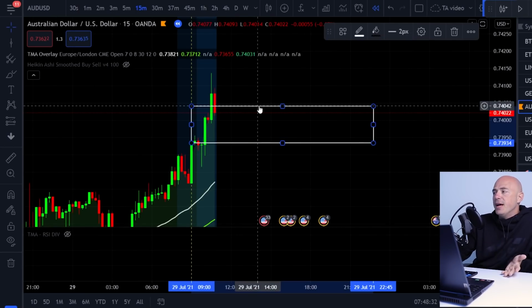Now with this 10 pip strategy, I'm not looking for anything more than a 1-to-1 risk to reward ratio. So I'm risking 10 pips to get 10 pips because if the price goes back 10 pips, I know I was wrong on my entry.